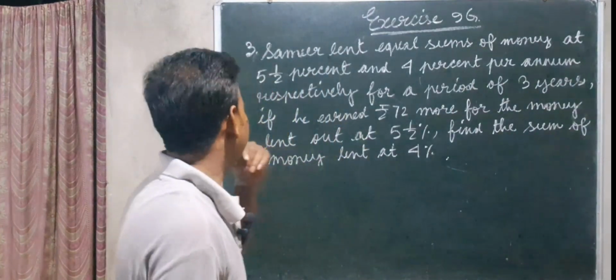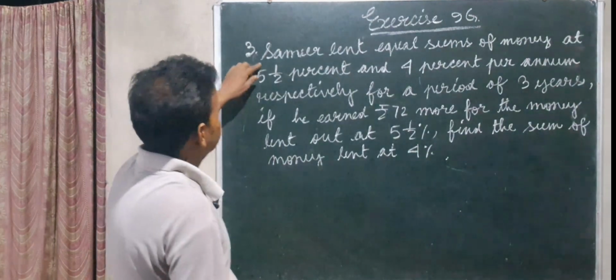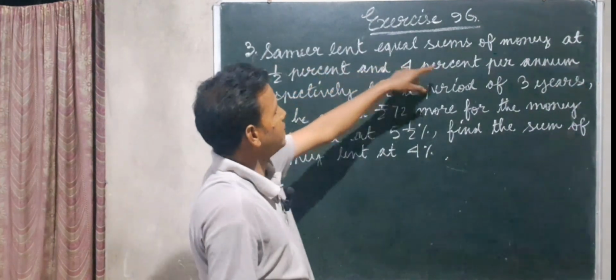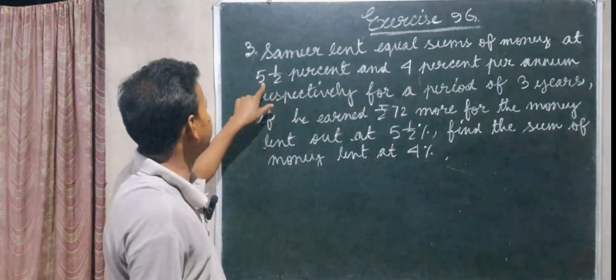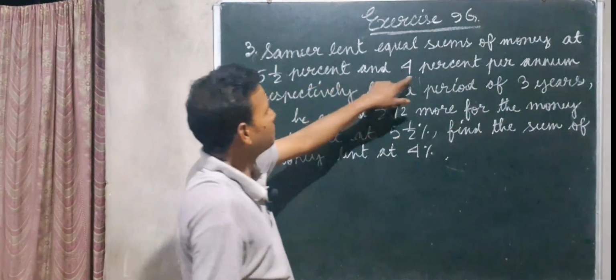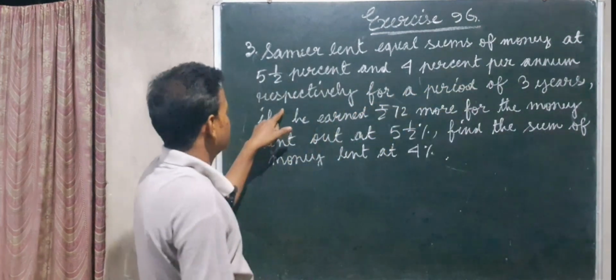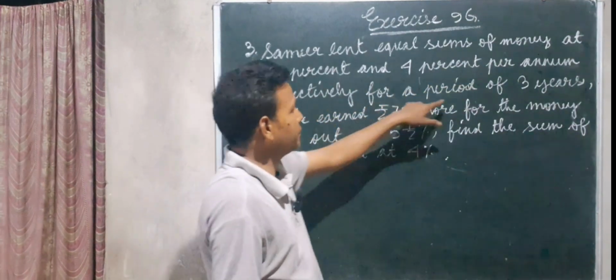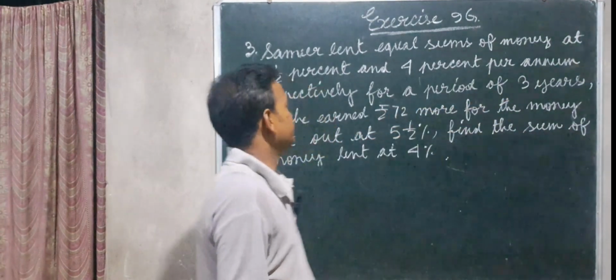Today, exercise 9G, question number 3. Samir lent equal sums of money at 5.5% and 4% per annum, respectively, for a period of 3 years.